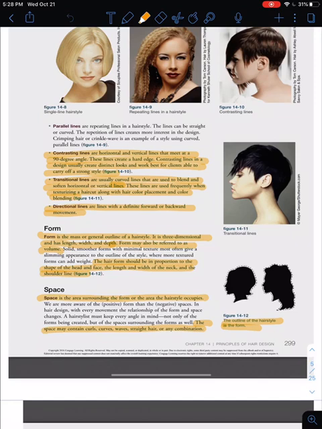Now let's talk about space. Space is the area surrounding the form or the area the hairstyle occupies. In that little picture right there, it's got that silhouette. The dotted line is going to be your form, and everything that's in black is the space. Go ahead and highlight right there. It says, the outline of the hairstyle is the form.